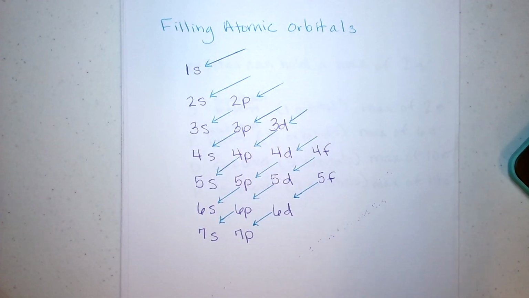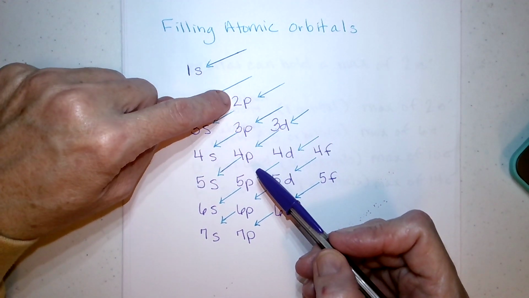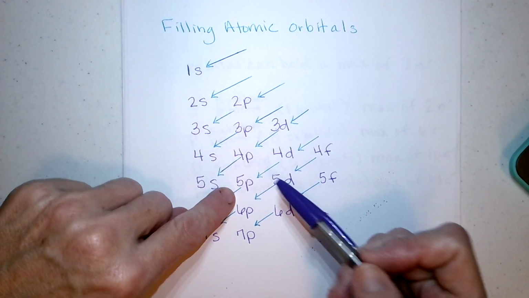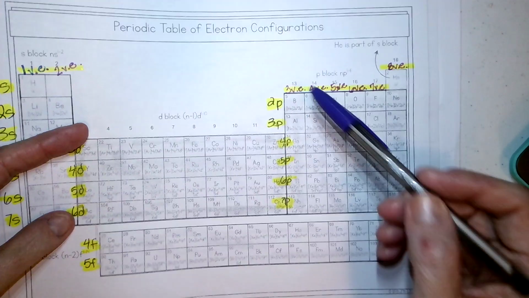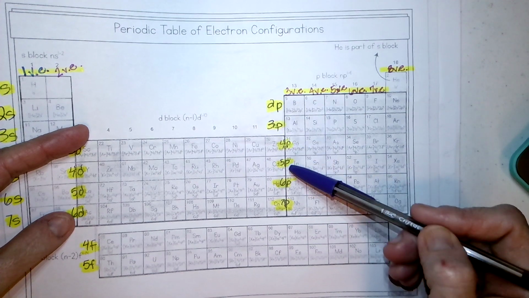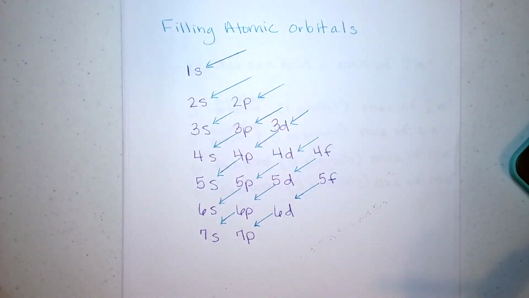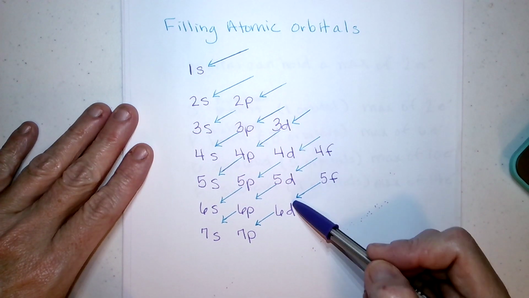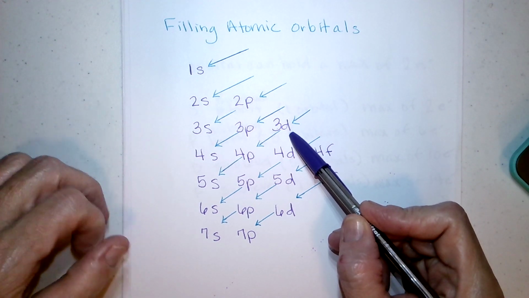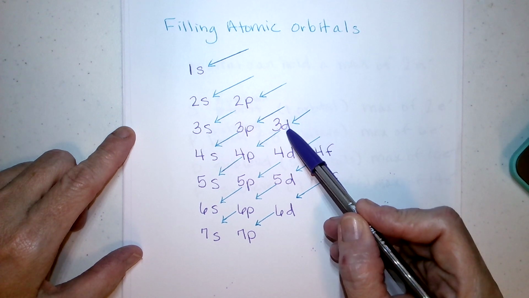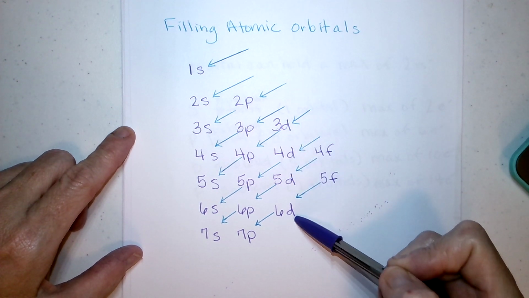So then we write all of our P's. So we have 2P, 3P, 4P, 5P, 6P, 7P. Okay, makes sense. Then we write our D's. D starts with 3. So we write 3D, 4D, 5D, 6D. There's not a 7D.